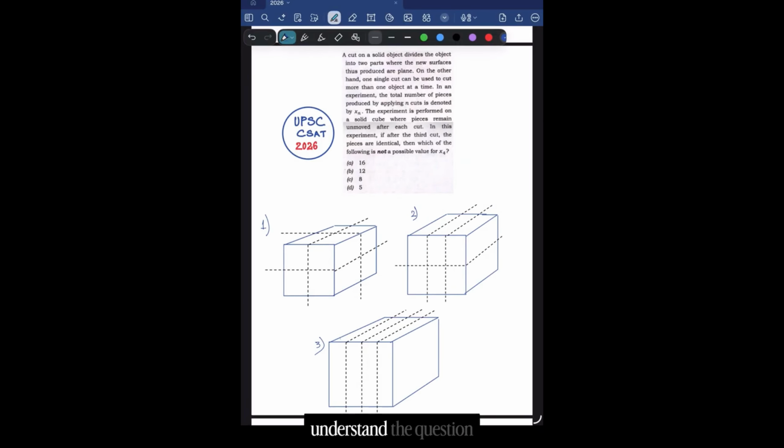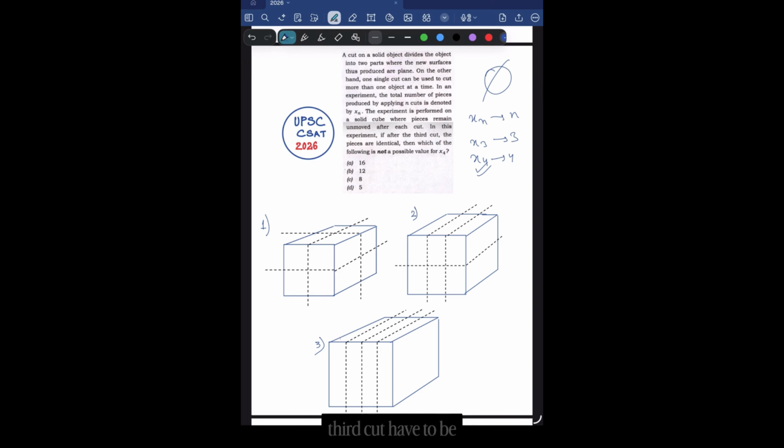First, let us briefly understand the question. The question tells us that every cut divides an object into two parts and a single cut can be used to cut more than one object at a time. It also defines xn as the total number of pieces after n cuts. So x3 is the number of pieces after 3 cuts and x4 is the number of pieces after 4 cuts. Now an experiment is performed on a cube where the pieces remain unmoved after every cut. The important condition is that after the third cut, all the pieces are identical. Our task is to find which value of x4, that is the number of pieces after 4 cuts, is not possible. So let us solve it.